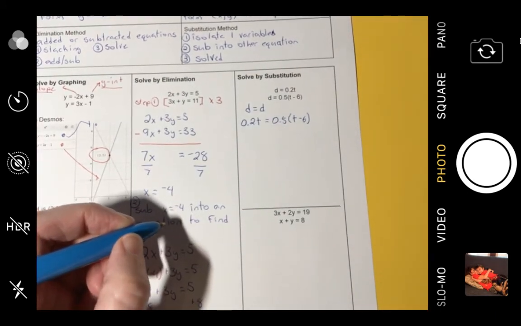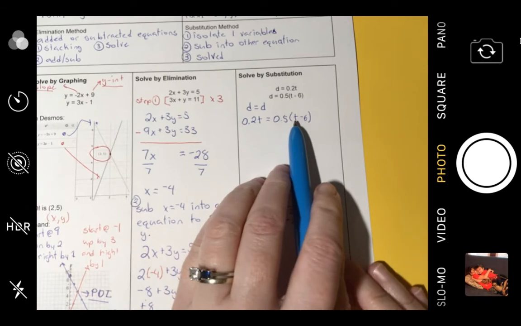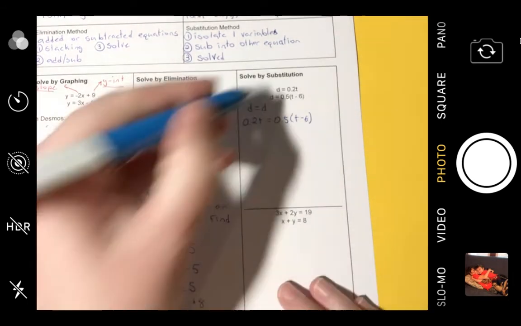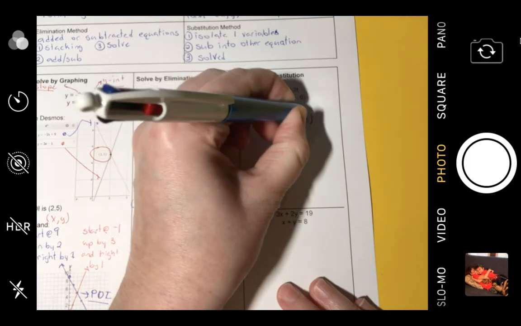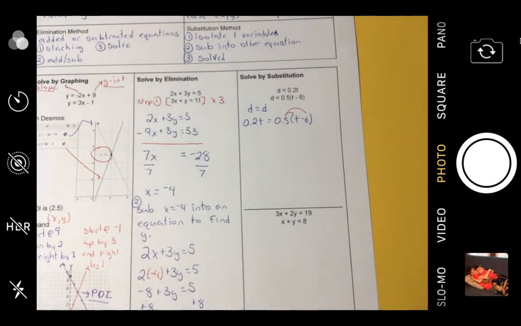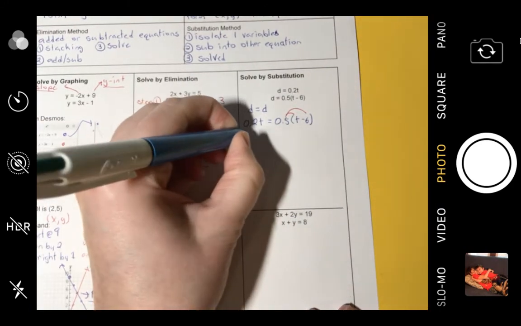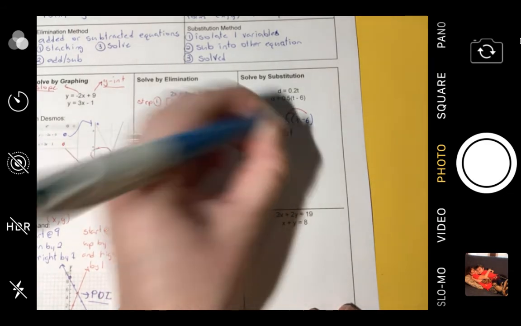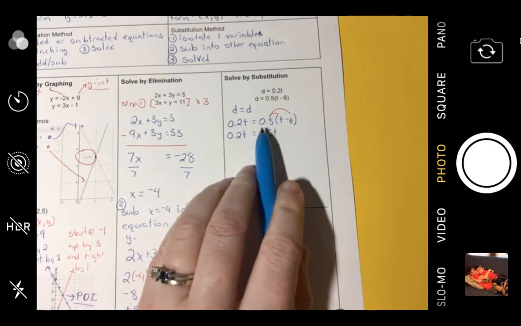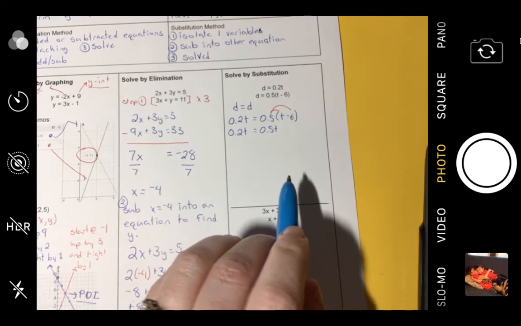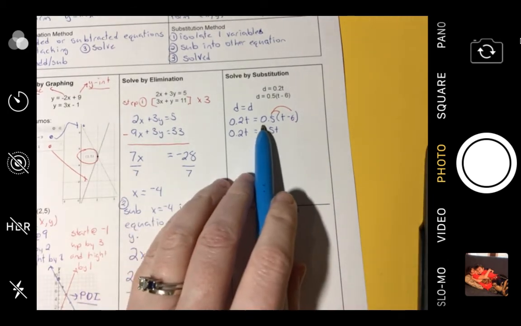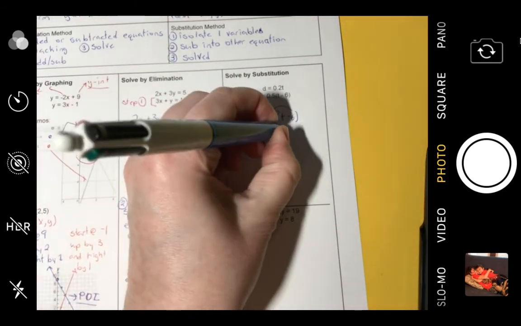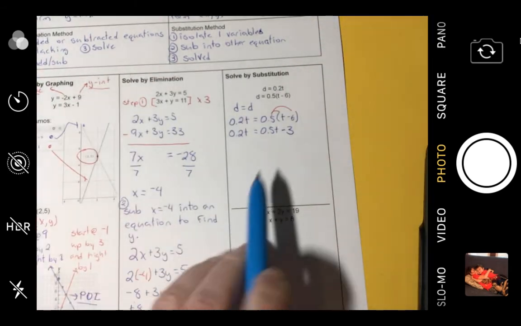Okay, so we need to get the t's by itself. The first thing I'm going to do is multiply out on this side. So 0.2t is equal to 0.5t. And then -6 times 0.5, if you want to, you can use your calculator, but you can know that 0.5 means half. So half of 6 is 3, and it's negative.